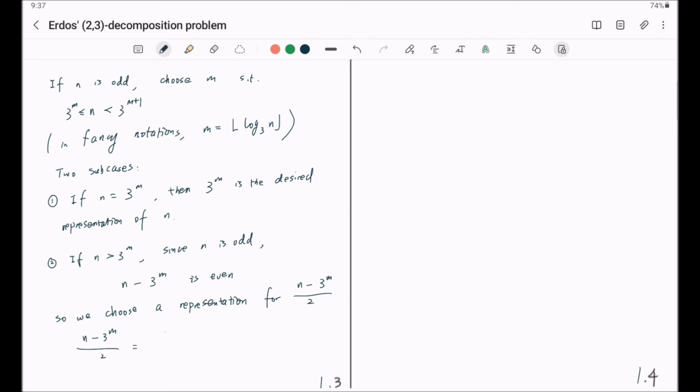We write this as s1 plus ... plus s sub k. So n equal to 3 raised to the power m plus 2 times s1 plus ... plus 2 times sk.